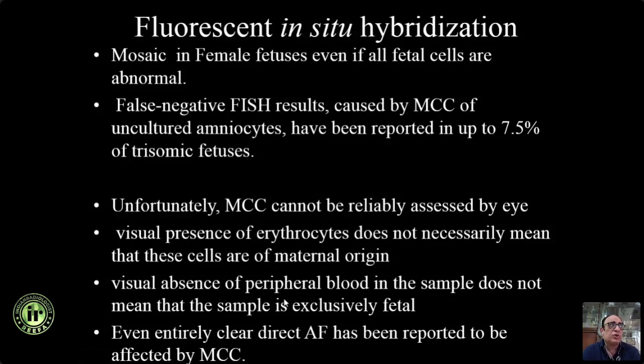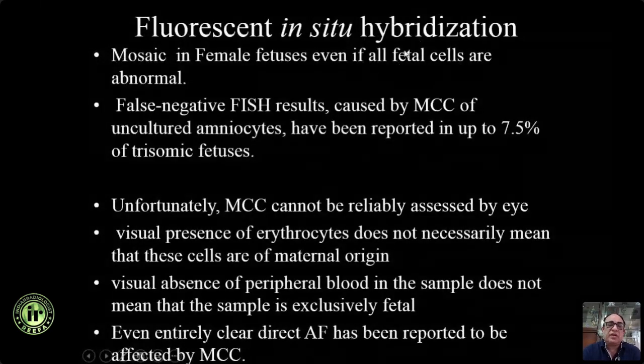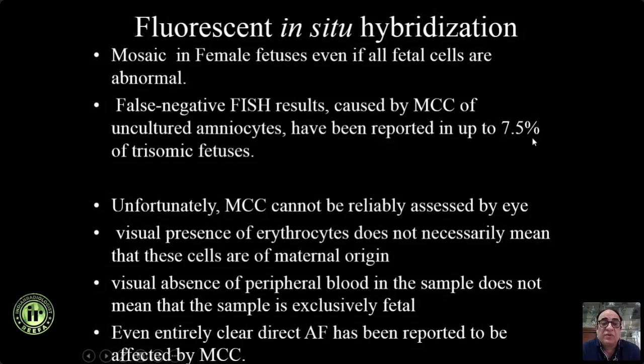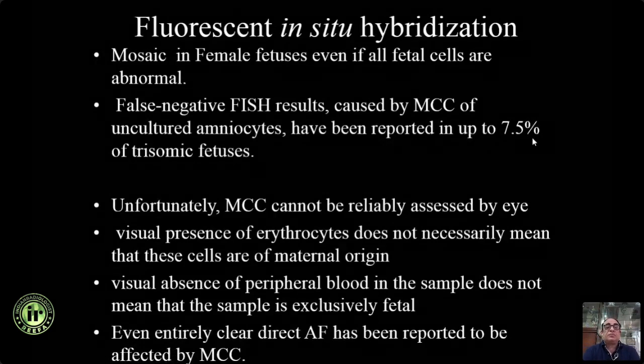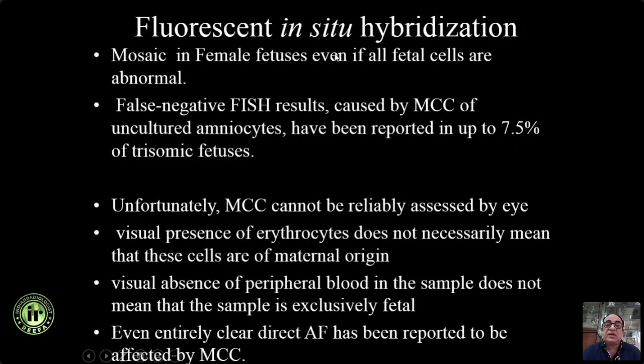Now, there are some rules you need to know. If you've got a female fetus, there's a higher chance of fetal cells having maternal cell contamination, because sometimes the maternal cells get confused. So you can even have a false negative FISH, because actually speaking, the maternal cells were analyzed and not the fetal cells. So this has been reported in almost up to 7.5% of trisomic fetuses. And sometimes you can have a mosaic pattern. So even if the fetus is abnormal, because of a mix of normal maternal cells, you may have a mosaic pattern. So these are certain counseling things that you have to do.